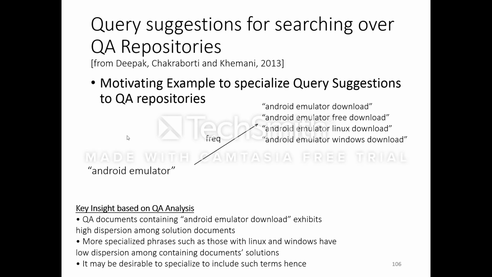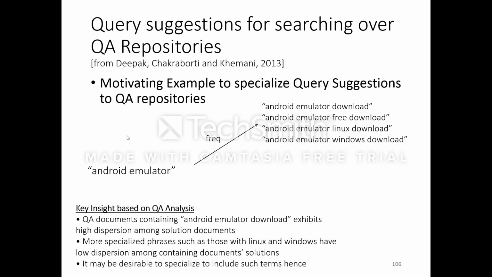So it may be desirable to specialize the web search query, if you were to use it as a search query over QA repositories, in order to prefer things like "Android emulator Linux download", because they are problems that have been well addressed within the repository, which essentially means that the eventual search query can probably be better answered by the repository.